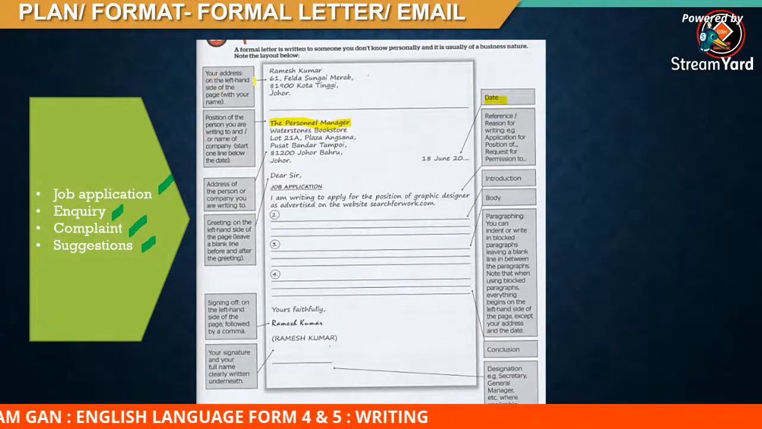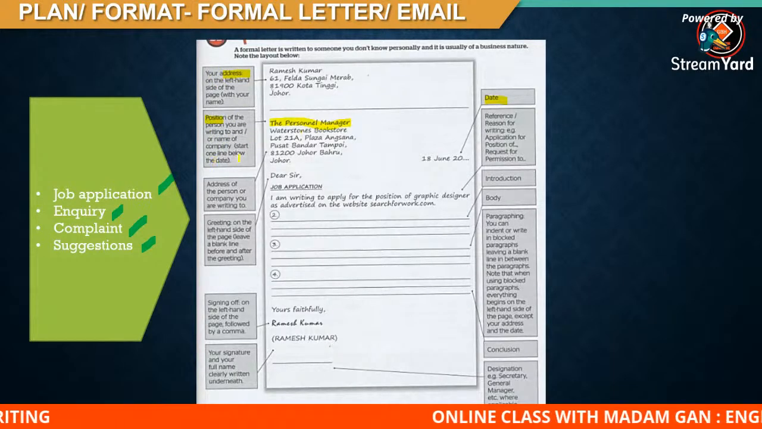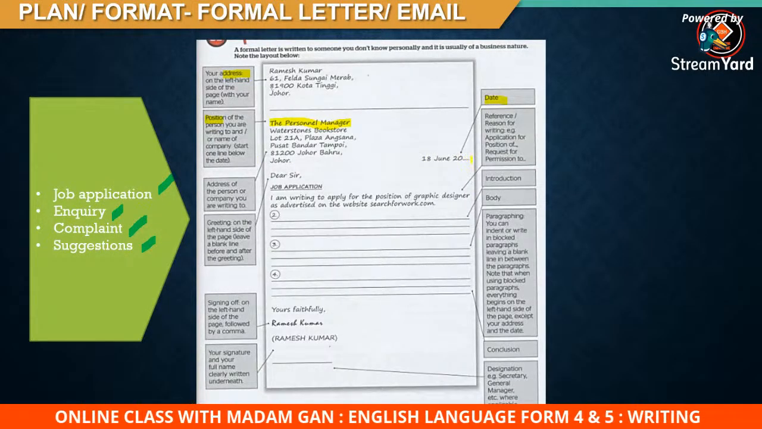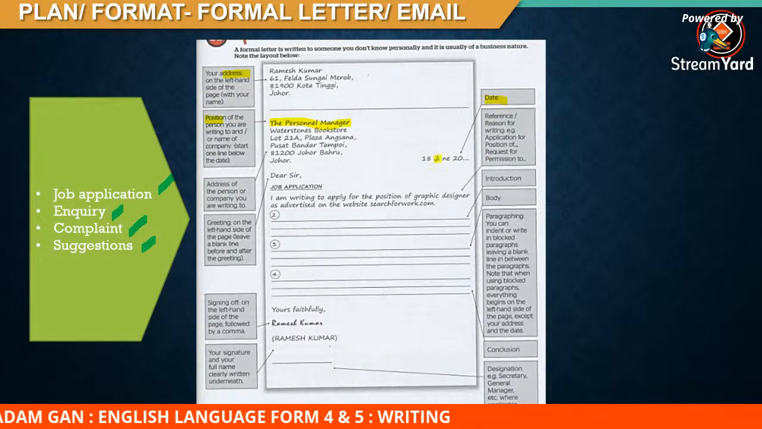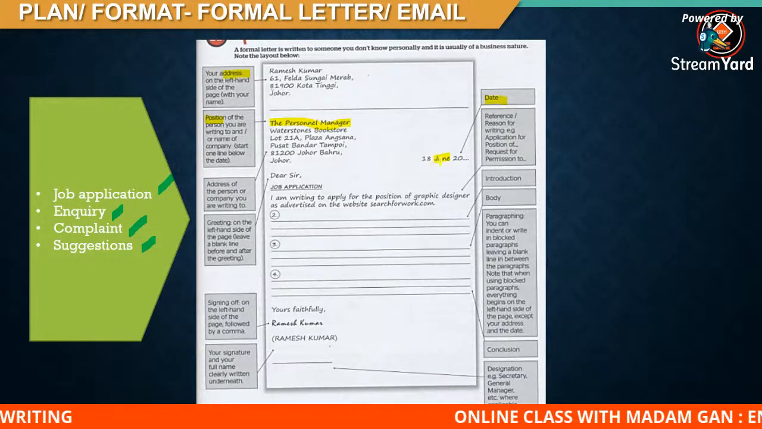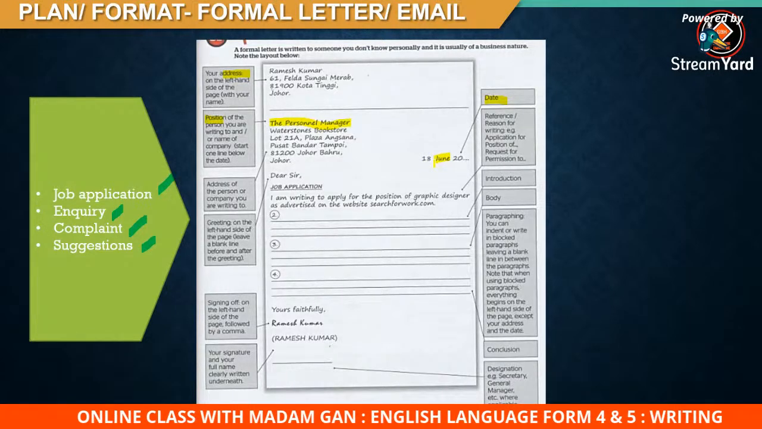Okay, I repeat, the first one is the address of the sender. The second one is the position of the recipient. And then you have the address. Okay, now when you write the date, for example, 18 June 2021, in the old SPM format, we used to tell students that you have to spell the month using capital letters. But for the new format, you can write the rest with small letters. Only J is the uppercase or capital letter. Okay.